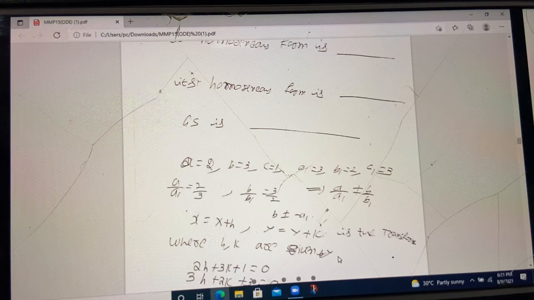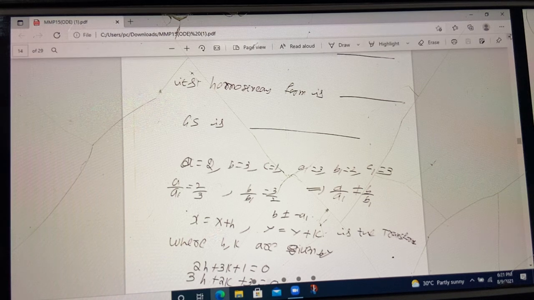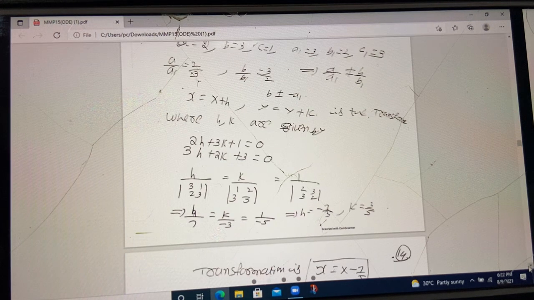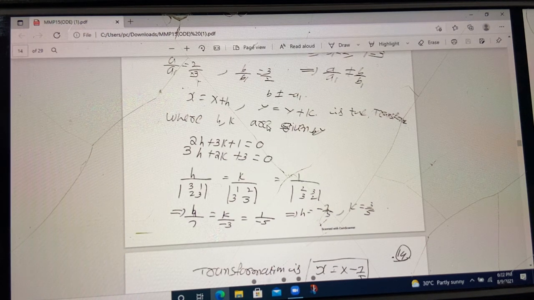So, where h and k are given by, how to get h and k? How to choose h and k? ah plus bk plus c should be 0, that is 2h plus 3k plus 1 equals 0, and 3h plus 2k plus 3 equals 0. Now we have to solve for h and k. How to solve? By cross multiplication.